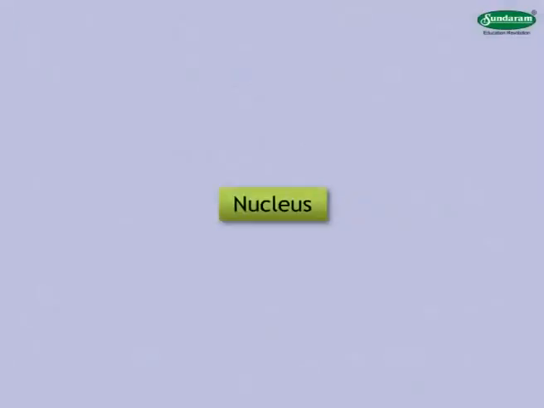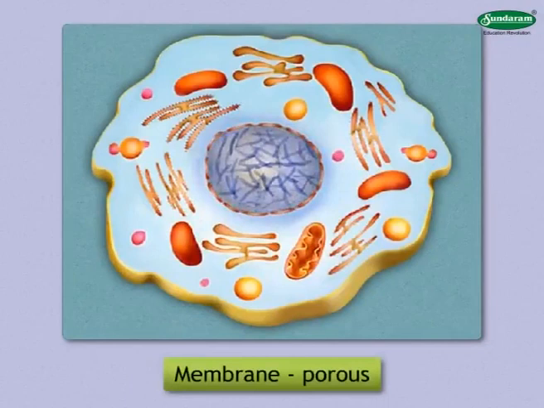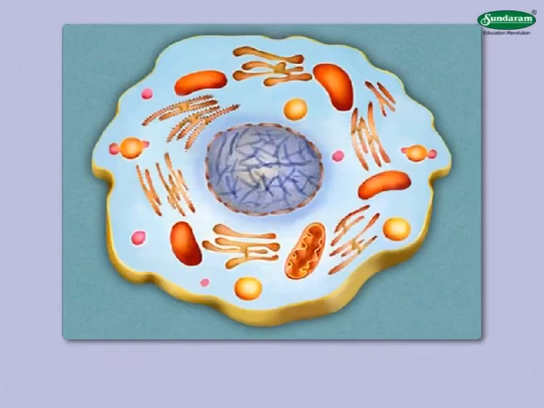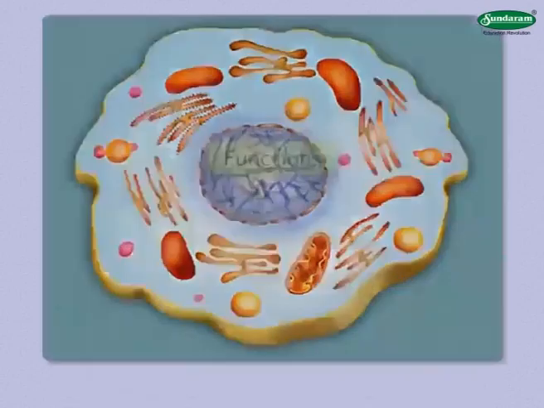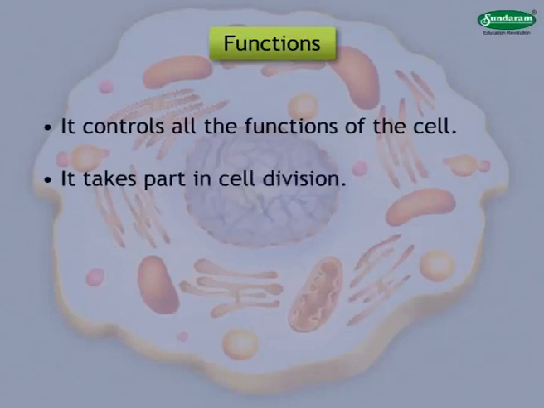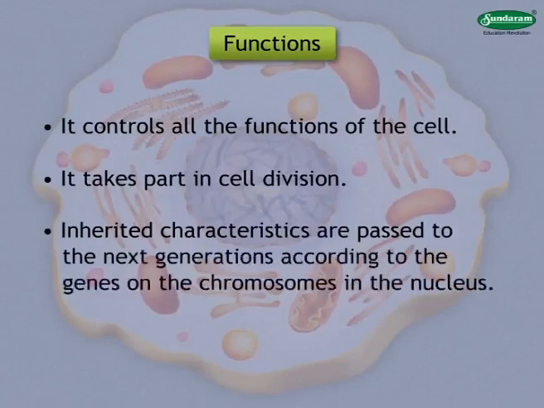3. Nucleus. It is the central and the largest component of the cells, usually round in shape. The membrane around the nucleus is porous. Chromosomes made from DNA are inside the nucleus. A DNA thread of a certain length is called a gene. Functions. It controls all the functions of the cell. It takes part in cell division. Inherited characteristics are passed to the next generations according to the genes on the chromosomes in the nucleus.